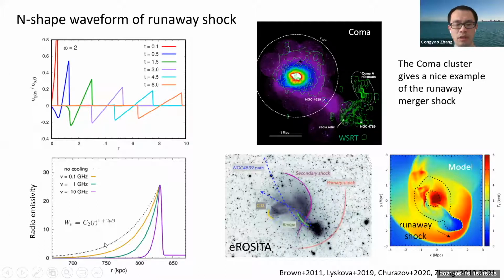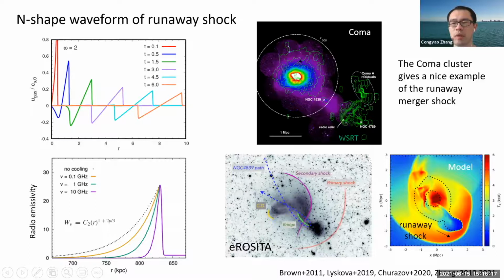Such a feature is consistent with the geometry of radio relics found in the cluster outskirts. An interesting real example of a runaway merger shock is shown in the Coma cluster. The runaway shock driven by the infalling group in GCF2021 is moving somewhere here, associated with the radio relic, shown as the green contours in this figure. I do not have much time to discuss more details here. If you're interested, please check Natalia Lyskova and Eugene Churazov's recent papers.